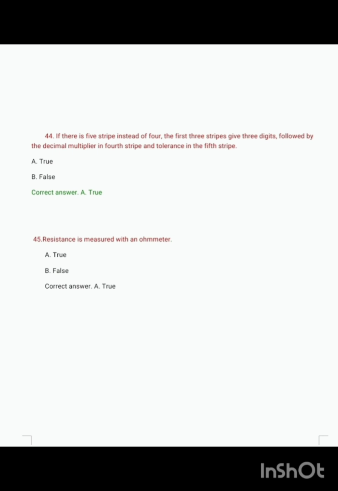44. If there are 5 stripes instead of 4, the first 3 stripes give 3 digits, followed by the decimal multiplier in the fourth stripe and tolerance in the fifth stripe. A. True, B. False. Correct answer: A, true. 45. Resistance is measured with an ohmmeter. A. True, B. False.